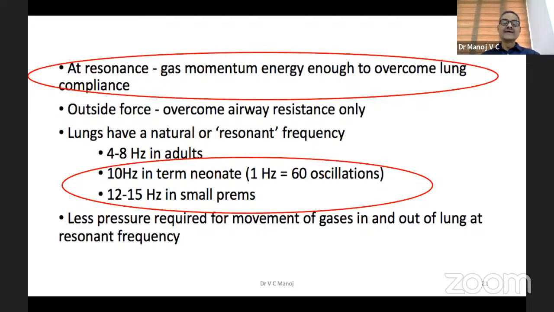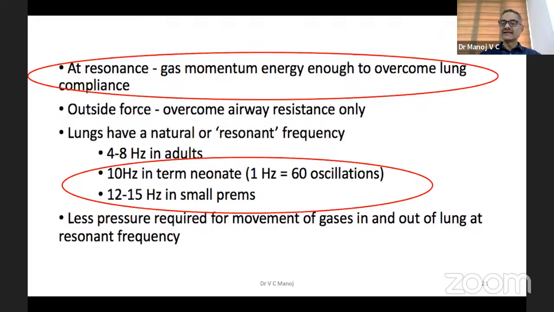10 hertz in a term baby and higher in a preterm baby, 12, 15, periviable babies, even 18 hertz is the frequency at which maximum lung ventilation happens. But these are values that help you to start. So a term baby, when you set a baby on HFO, you may start at 10, and a preterm baby, you may start at 12.